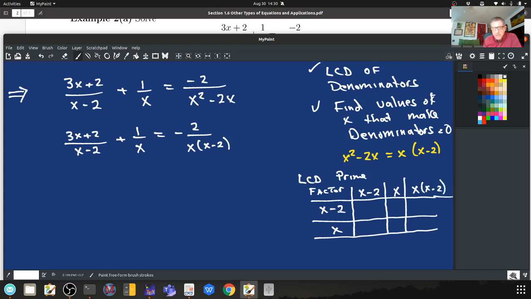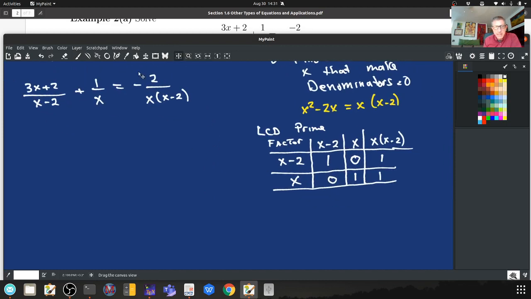So how many times does x minus 2 occur in my first denominator? One time. How many times does it occur in my second denominator? 0 times. How many times does it occur in my third denominator? 1. How many times does x occur in my first denominator? This is x minus 2. I'm asking, does x appear in a factor in x minus 2? And it does not. But of course it appears in a factor there, and it appears in a factor there.